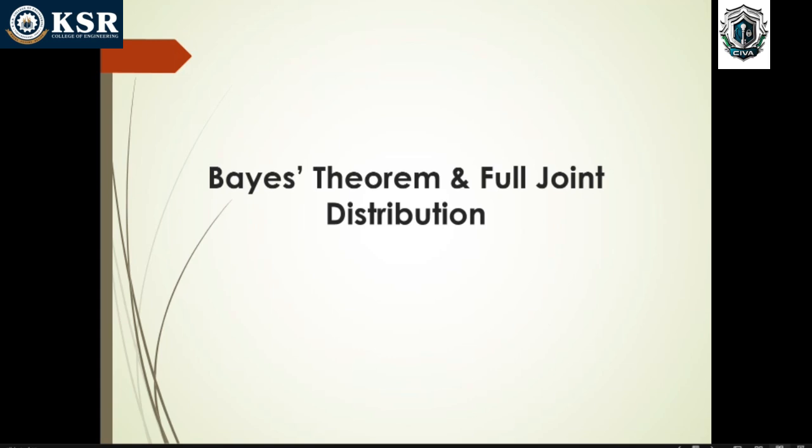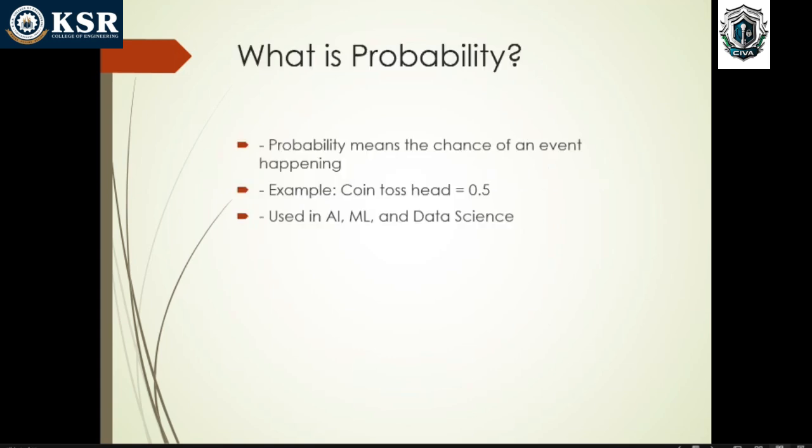For quick reference, before jumping into this topic, we want to know what probability is. Probability is the chance of an event. For example, let's consider a coin. We toss it, and we get head or tail. The probability of getting head is 0.5, that means 50%. Or tail, which is also 50%. This is how we consider probability. Probability is used in AI, ML and data science.